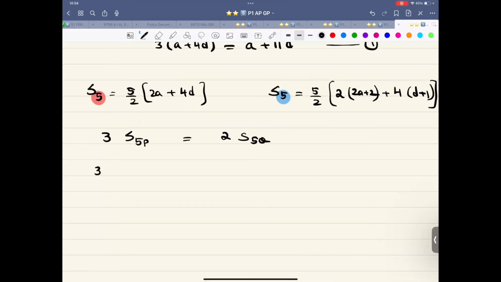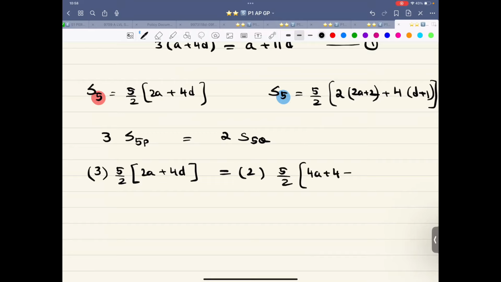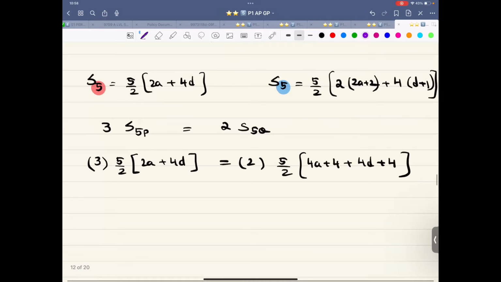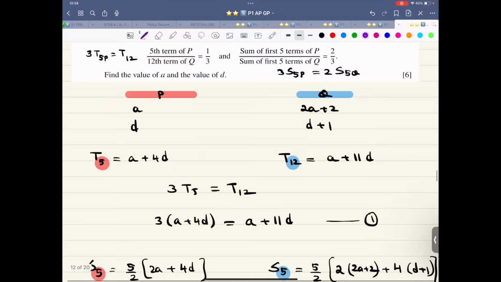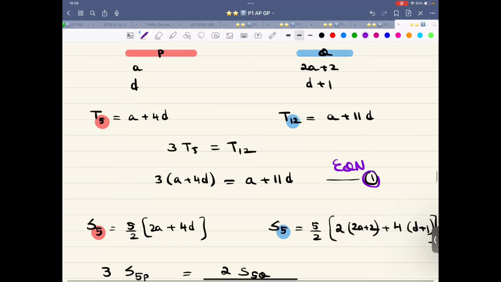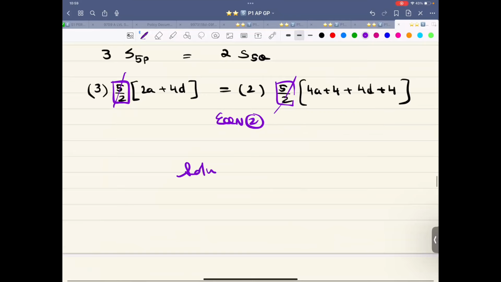So therefore 3 times 5 over 2, 2A plus 40. 2 times 5 over 2, 2 times 2A, that is 4A plus 4, and this is 4D plus 4. And then we can right away cancel the 5 over 2, simplify. So now this is equation 2, this is equation 1. You solve it simultaneously, you get the answer.